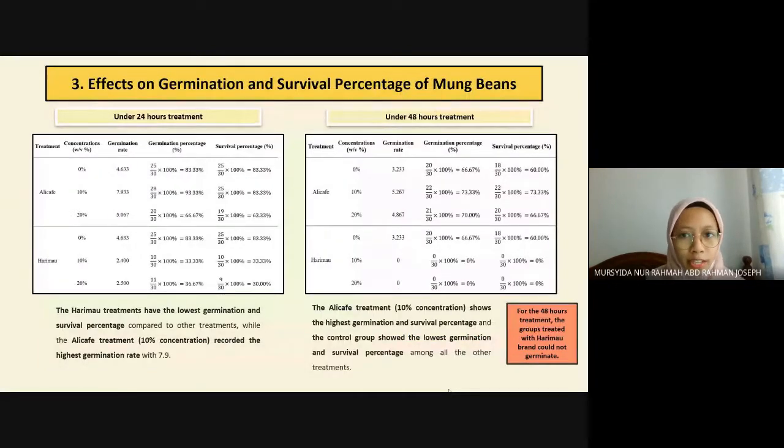For the germination and survival percentage of mung beans, we can see that under 24 hours treatment, the Harimau treatments show the lowest germination and survival percentage, while the Alikafe treatment at 10% shows the highest germination rate. And still, at the 48 hours treatment, the Alikafe treatment with the same concentration, which is 10%, shows the highest germination and survival percentage, while the control group shows the lowest germination and survival percentage.